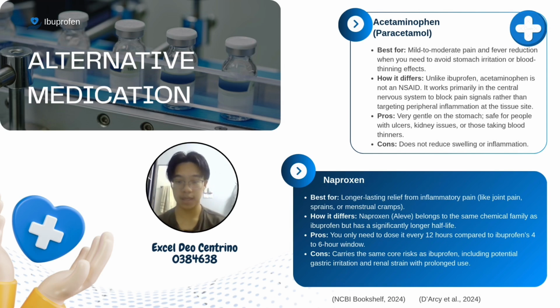If your goal is pain and fever reduction, but you must avoid gastrointestinal irritation or antiplatelet thinning effects, acetaminophen or paracetamol is the gold standard. Unlike ibuprofen, it is not an NSAID. It acts predominantly within the central nervous system rather than targeting peripheral tissue inflammation.